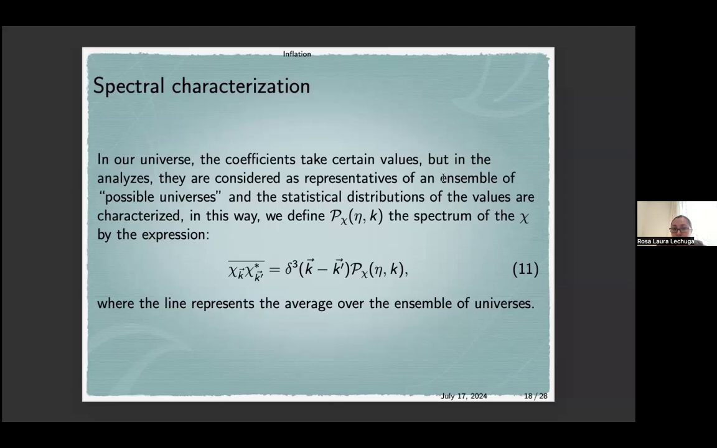The people thought of an ensemble of possible universes. I know there are words that sound odd, and we should be careful using the names, but it's only a mathematical tool to get the spectrum of one quantity. In this case, they take into account an ensemble of possible universes only to characterize the distribution of the coefficients for this spectrum. The statistical distribution for these values, taken as representatives of ensembles, is defined with this quantity. In this case, this P denotes the power spectrum of this quantity, which is still a generic quantity.